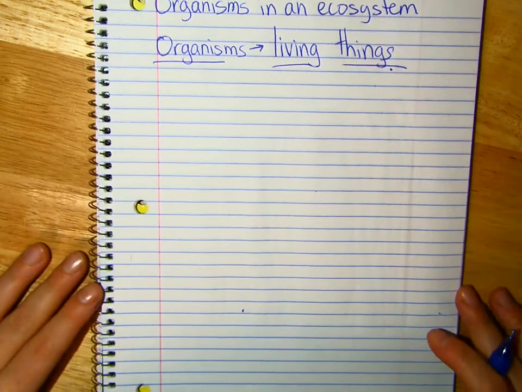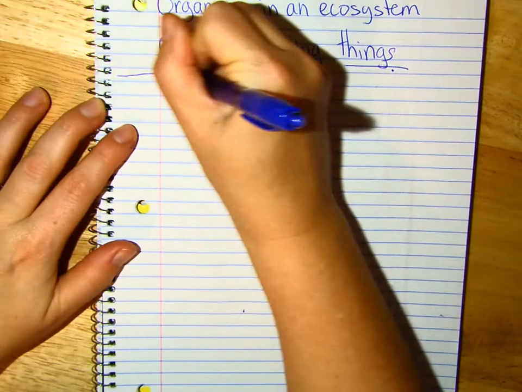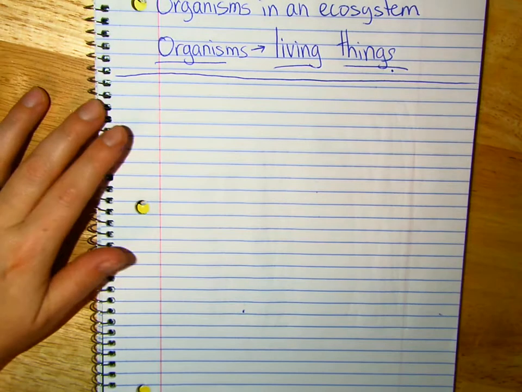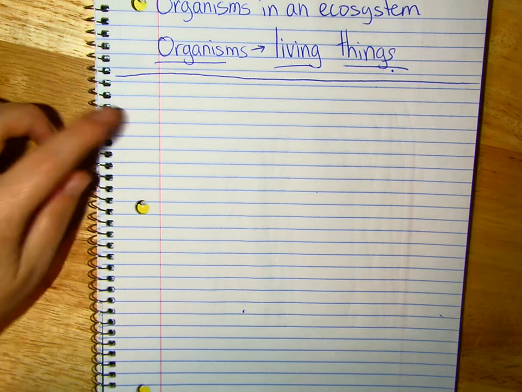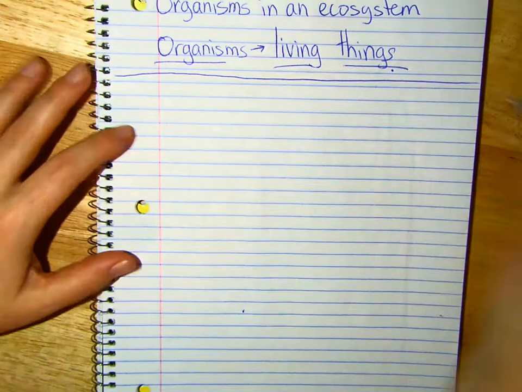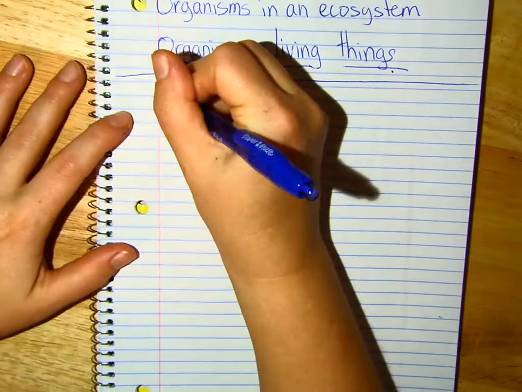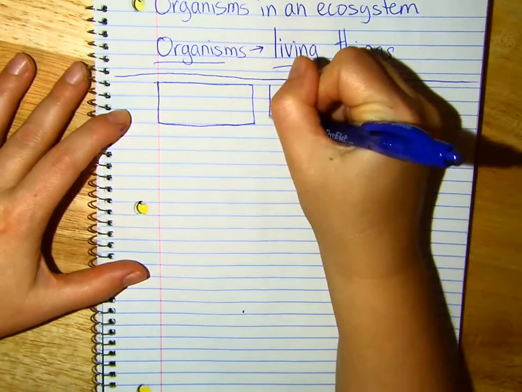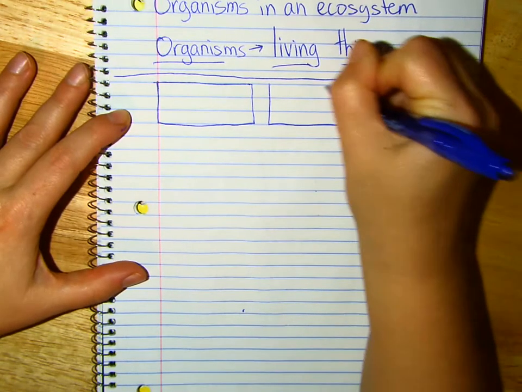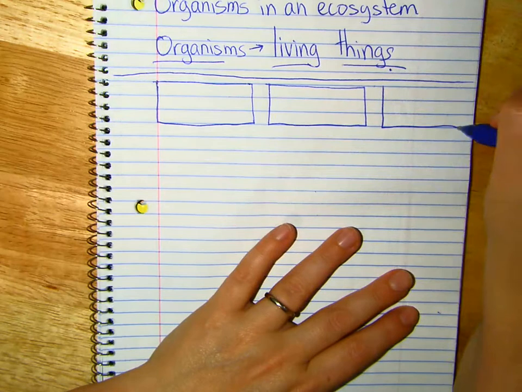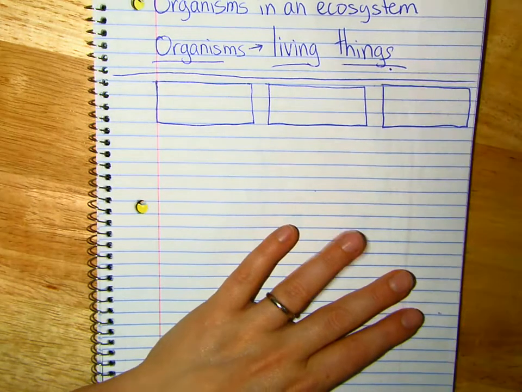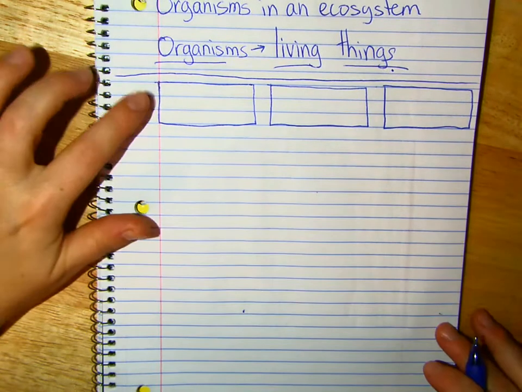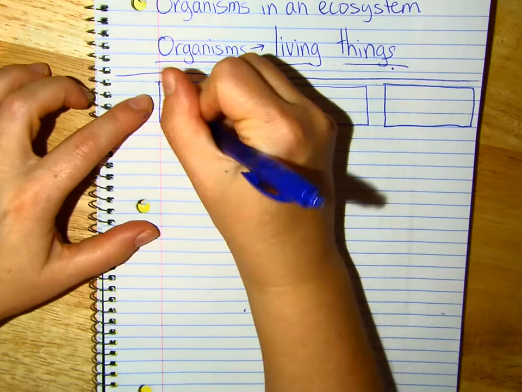All right, I'm going to draw a line under that. And there are 3 types of organisms in an ecosystem. So I'm going to draw 3 boxes. I'm going to kind of do my best guess so I can give myself enough space for all 3 boxes. Phew, did it. Now the first one we're going to talk about are our producers.